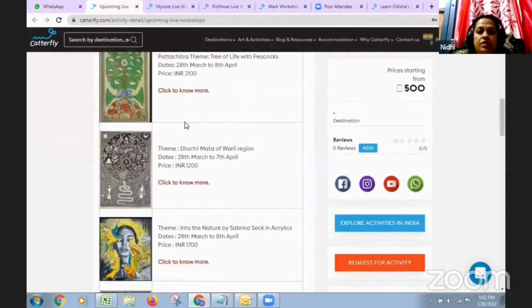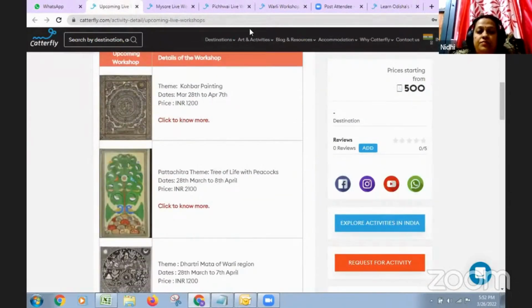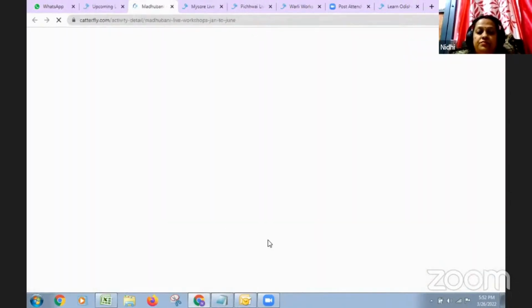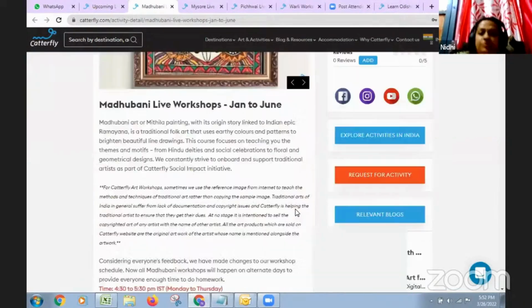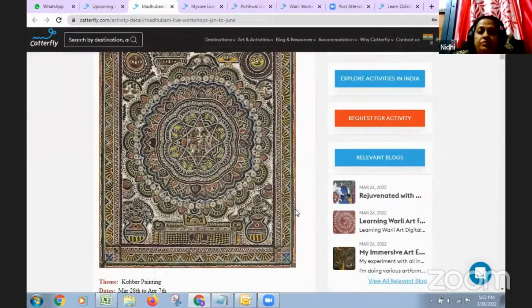We have a mix of workshops. If you are a beginner, you can try those workshops and then go ahead with more complex pieces. So do try these workshops. These are done by our native artists, award-winning artists, from whom you can learn in the most traditional and authentic way. So do join these workshops.